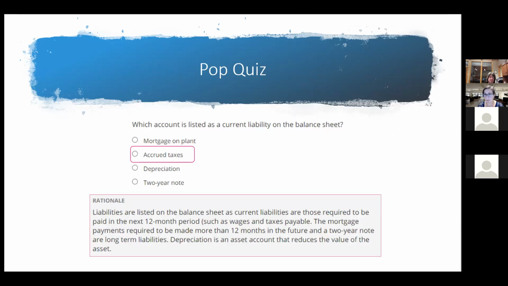Accrued taxes, you guys are right. So that portion of the payroll taxes that are going to be due within a year, you're going to have a credit on your balance sheet. So, yep, perfect. Great job, everybody.